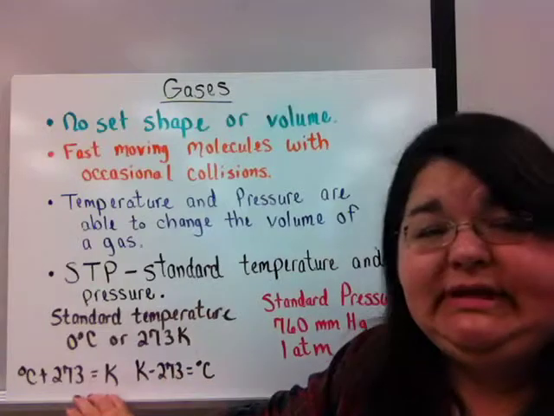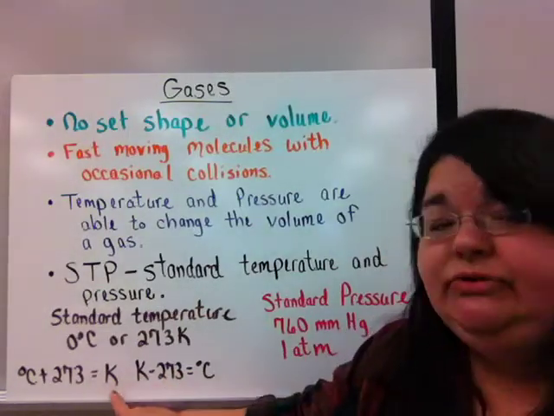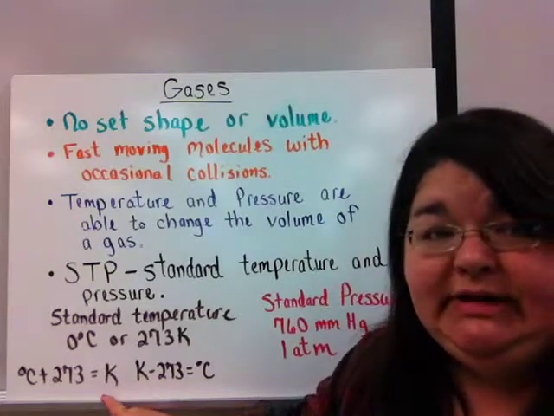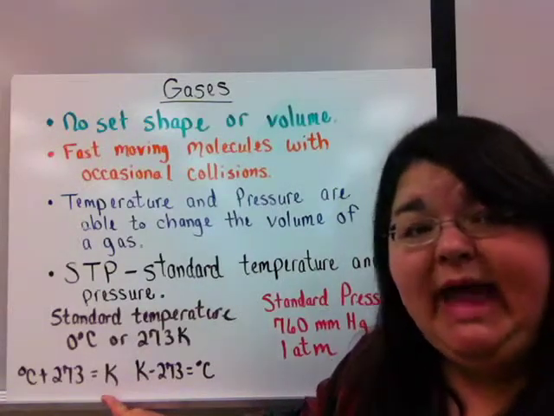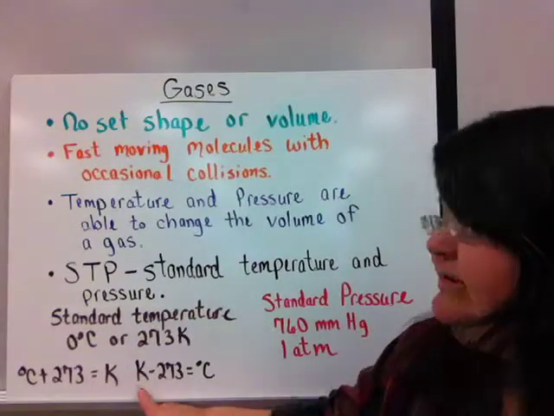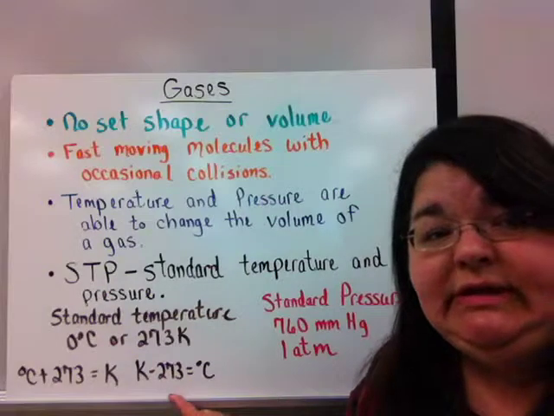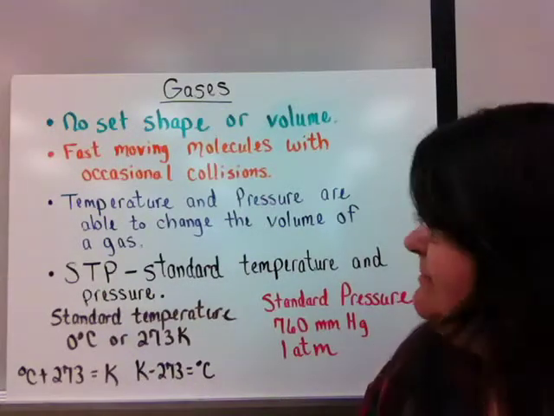Every time you see Celsius in a problem, make sure that you change it to Kelvin by adding 273. And if a problem asks you for what the resulting temperature is in Celsius, you simply take your Kelvin answer, subtract 273 from it to get the Celsius.